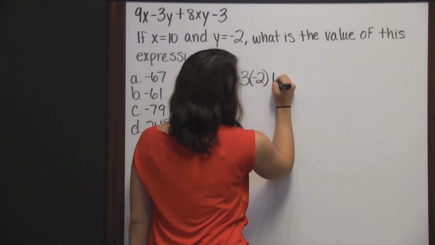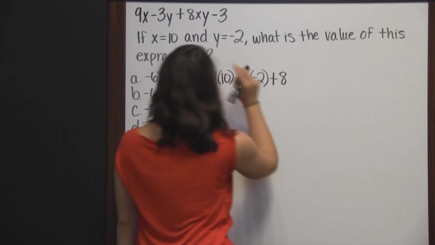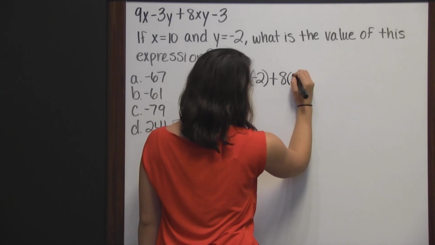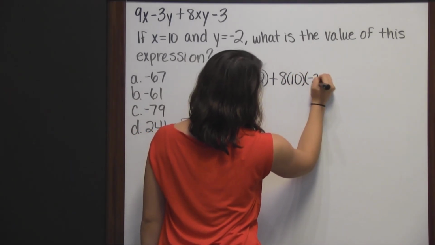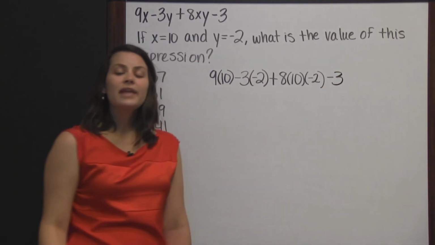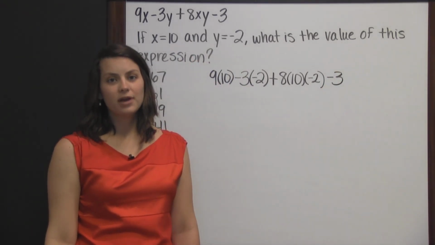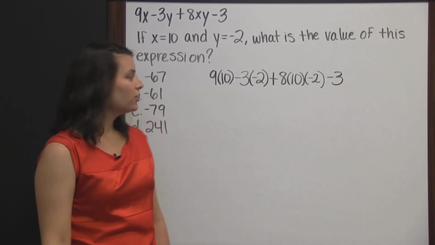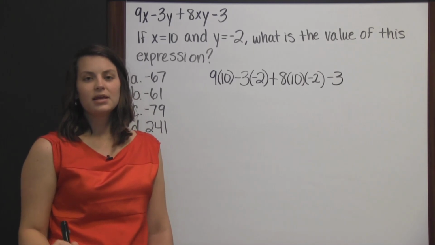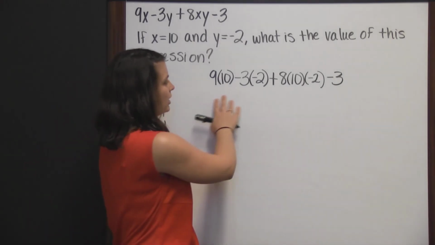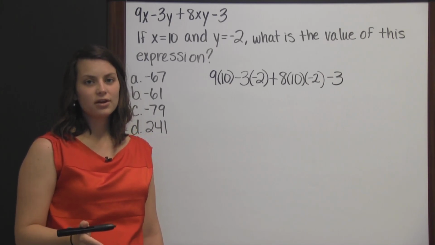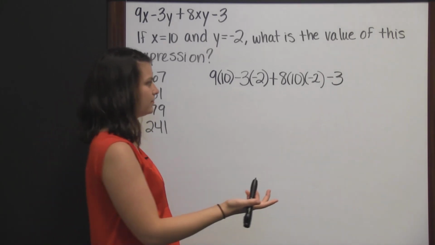Plus 8 times x times y, so times 10 times negative 2, minus 3. Now, we need to follow our order of operations. First would be grouping symbols, but in this case there aren't any. Next would be exponents, and again we don't have any. So after that is multiplication and division, working from left to right.